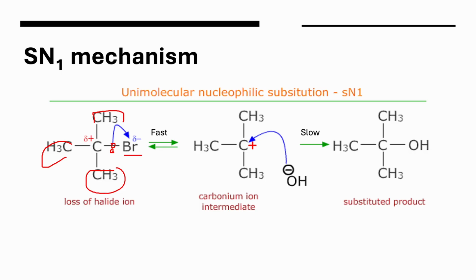carbocation that is here. Because this carbocation is now carrying a positive charge, it is going to attract your negatively charged nucleophile. And in this example, your nucleophile is your hydroxide ion. And this is going to be your substituted product here, which in this example is an alcohol, or a tertiary alcohol.